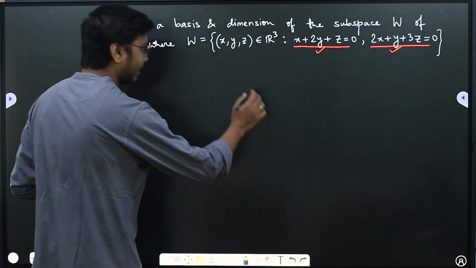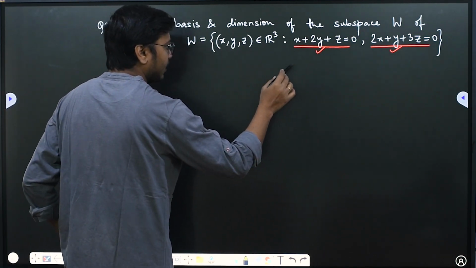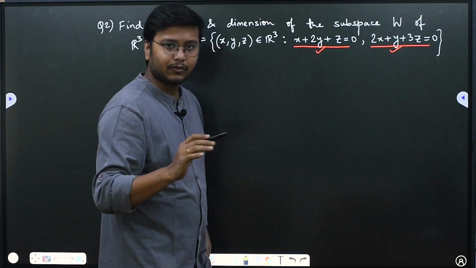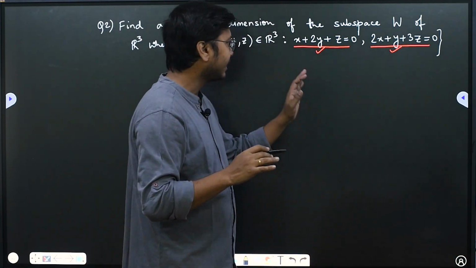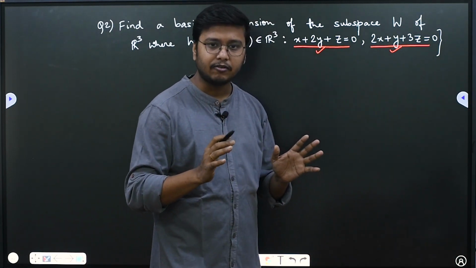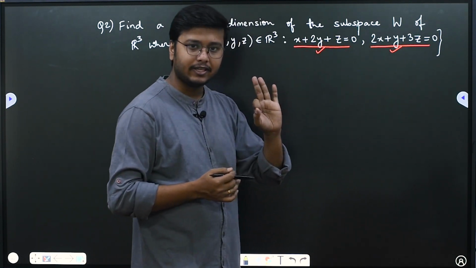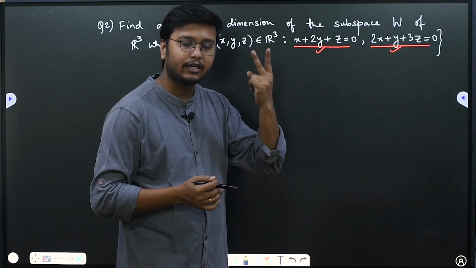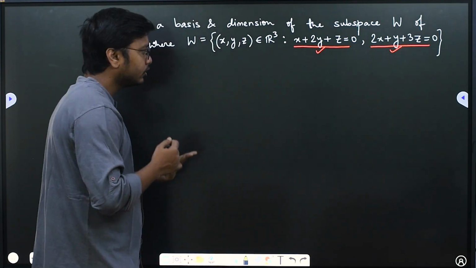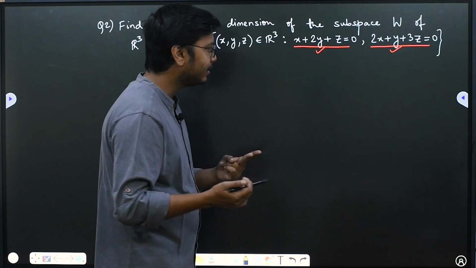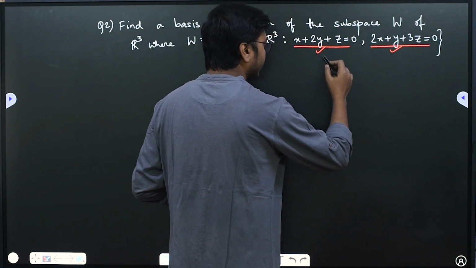Alright, so let's get started. As per the previous question, we'll follow the same process. We'll try to eliminate as many variables as possible. Here, since you have 2 equations and 3 variables, you will be able to eliminate 2 of the variables. So let's try to eliminate 2 variables from these 2 equations.